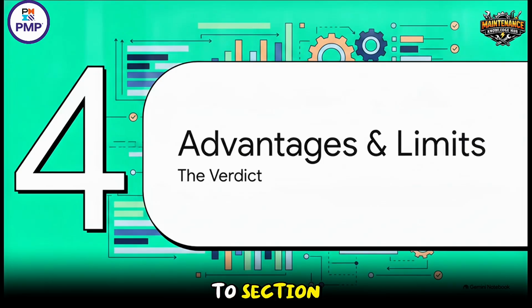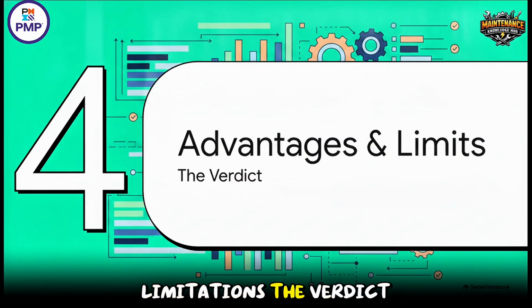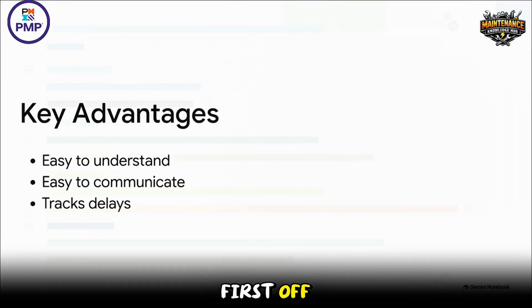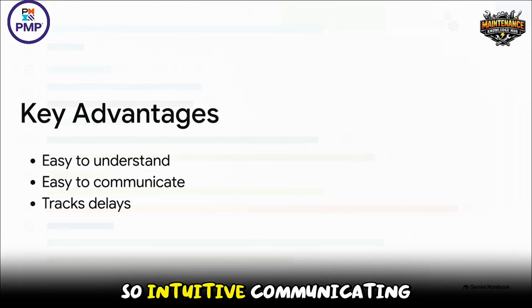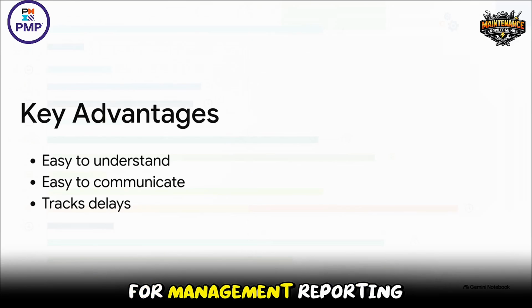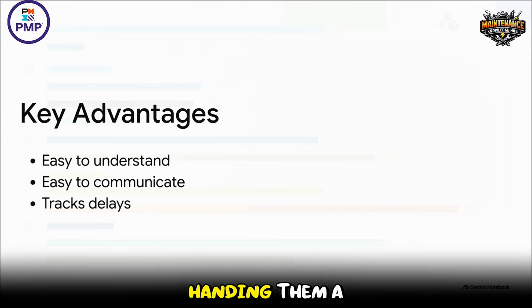All right, bringing us to Section 4, Advantages and Limitations, the verdict. Let's take an objective look at where this tool shines and where it kind of falls short. The advantages here are pretty undeniable. First off, it's just incredibly easy to understand. You do not need a specialized degree to glance at a visual timeline and get what's happening. And because it's so intuitive, communicating across different departments is an absolute breeze. It's also fantastic for management reporting. I mean, if you need to update stakeholders, handing them a clean visual timeline is infinitely better than dropping a dense 50-page status report on their desk. Plus, as we just saw, it's incredibly useful for tracking delays and visually spotting the gap between the plan and the reality on the ground.